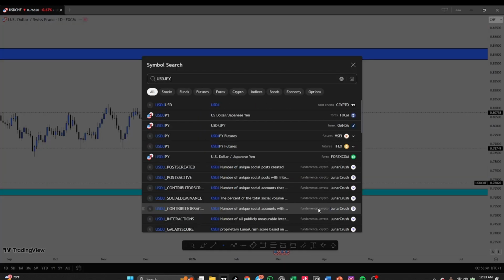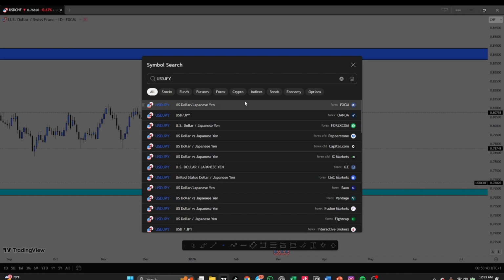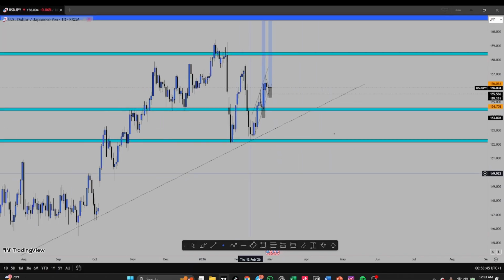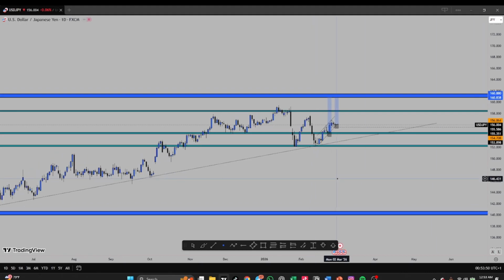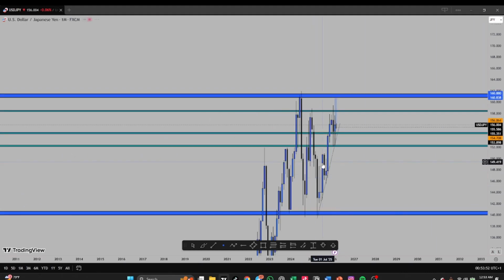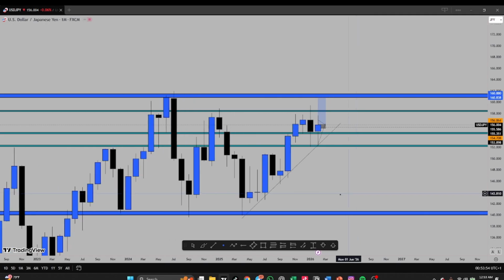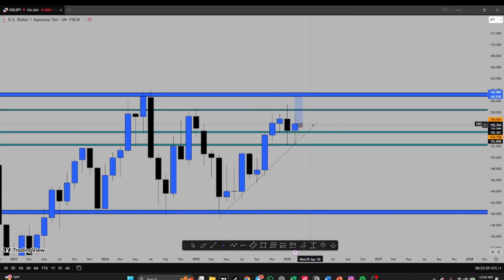USD JPY. I currently have a position on USD JPY. Let's start this analysis from the monthly chart. On the monthly chart, you can see that price is pushing up. We have this trend line.